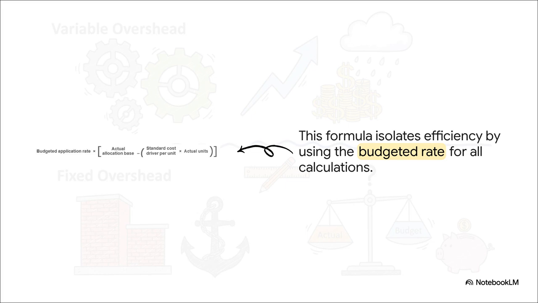We look at the difference between the hours we actually used and the hours we should have used. But, and this is key, to make sure we're only looking at efficiency, we multiply that time difference by the original budgeted price per hour. This completely strips out the actual price, so we're not blaming the production team for a price hike they had no control over. We're purely measuring their use of time.